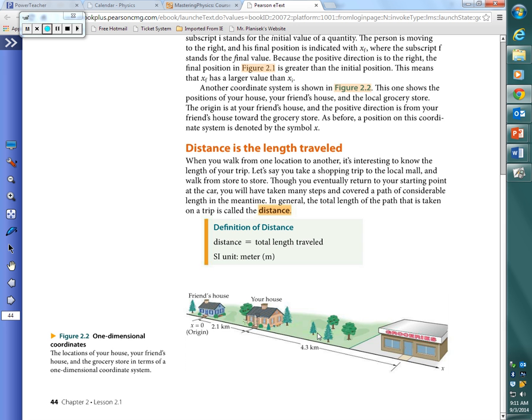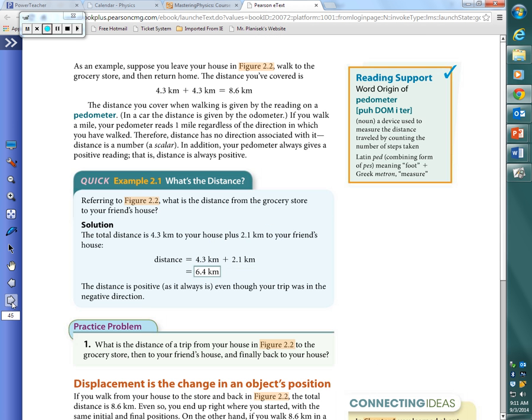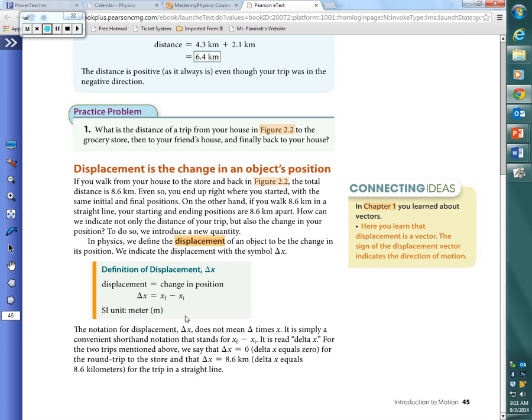Okay? The other thing that we talked about yesterday was what? What was the other description? Displacement. When we talk about displacement, what are we concerned with? Where you end up and where you start. Or, as we define it here on page 45, the change in the position. All we're concerned about is where you start and where you finish. Okay? Good. All right, let's talk about these terms a little bit more.